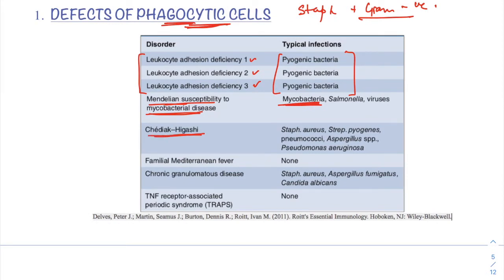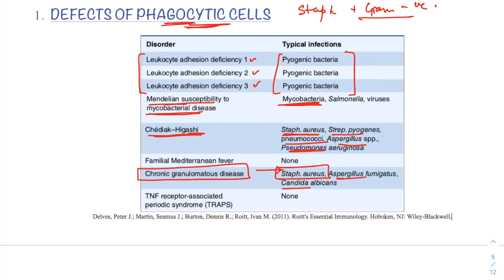Chediak-Higashi disease is also a phagocytic disorder with recurrence of infection with staph and gram-negative bacteria like Pseudomonas. The next important disease to learn from the list is chronic granulomatous disease. This is very important, in which there is infection by staph species and Staph aureus, and also recurrent fungal infections with Candida and Aspergillus species.